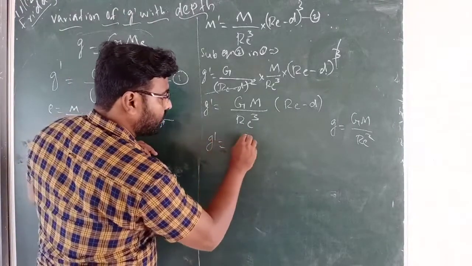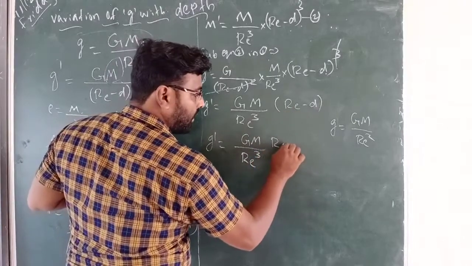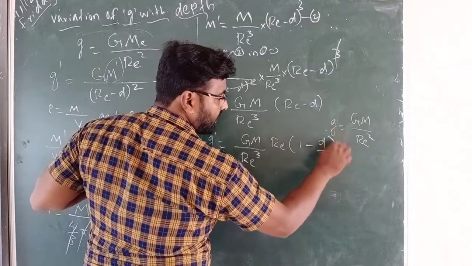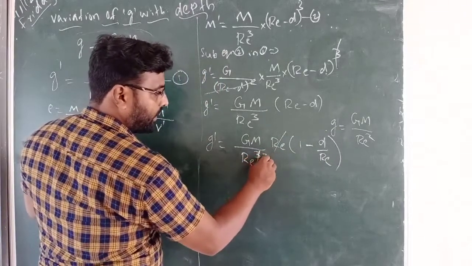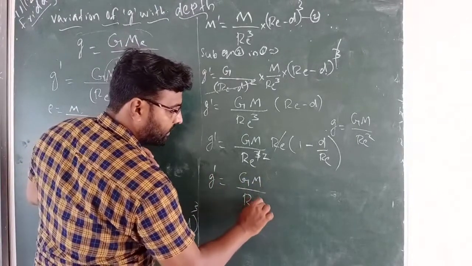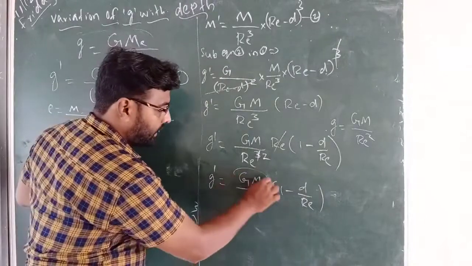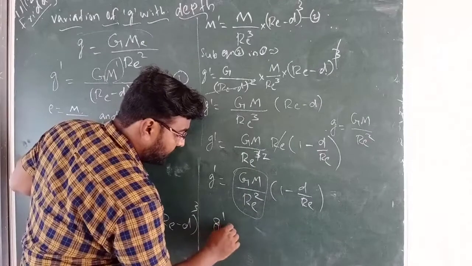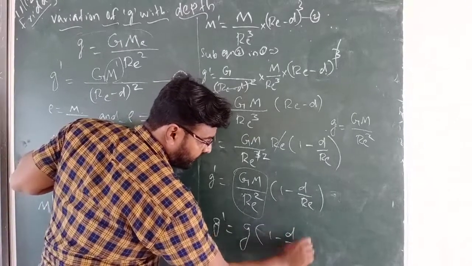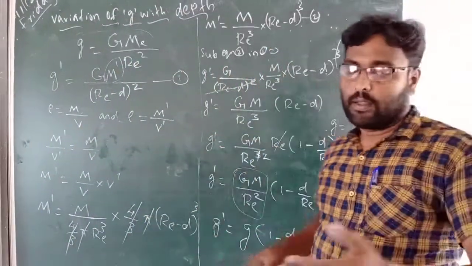So g dash is equal to g m by r e cube. Here take one r e outside, r e into 1 minus d by r e. Now cancel this r e. Here 1, remaining 2. Now g dash is equal to g m by r e square into 1 minus d by r e. What is this g m by r e square? It is g. So g dash is equal to g into 1 minus d by r e. This is the new equation.